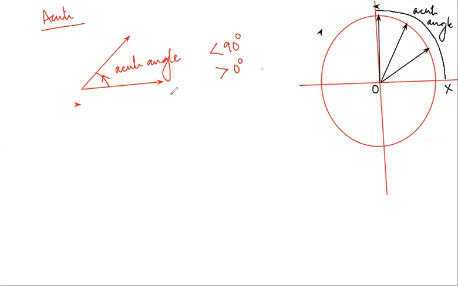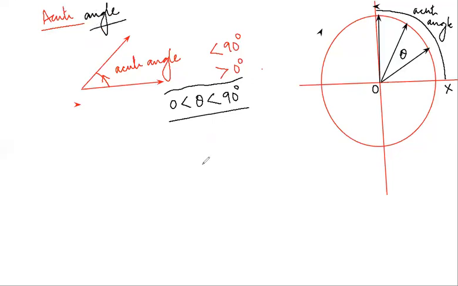So for an acute angle, let's say I represent this angle by theta. Theta is more than 0 but less than 90 degree. See students, you cannot say here equal to 0 or equal to 90. So theta lies between 0 and 90. Then it is known as an acute angle. Am I right? Acute angle.